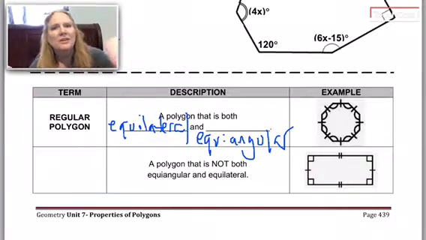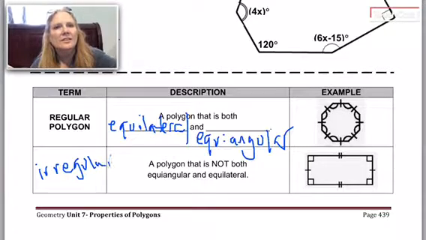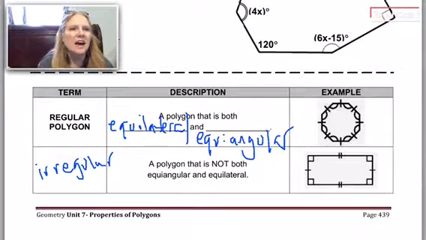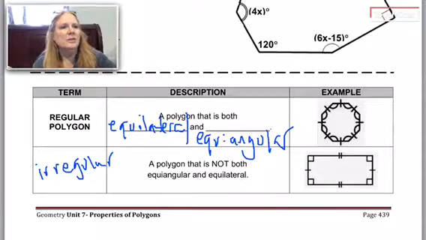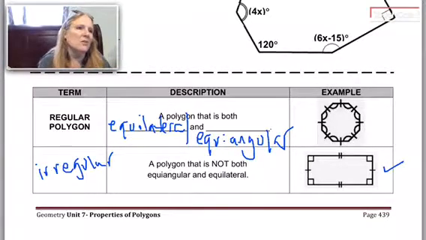And an irregular polygon is just a polygon that is not both equilateral and equiangular. So in this example here, all the angles are the same, but all the sides are not. That would be a rectangle. So that is not a regular polygon.